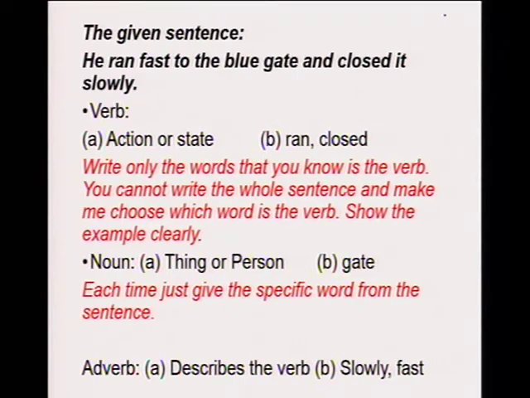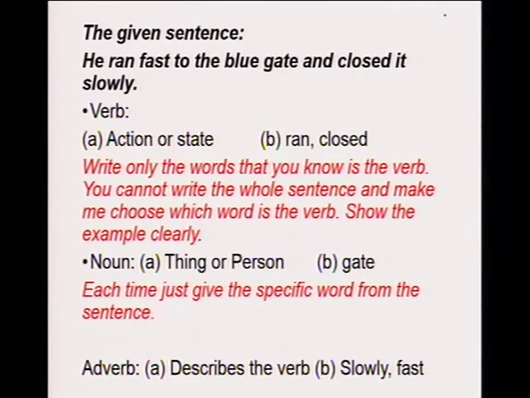The second one is a noun. Again, as asked previously, with number A, you must give me the function of a noun. A noun is a thing or a person. Now you go to the sentence. He ran fast to the blue gate and closed it slowly. So, gate is the noun there. Each time just give the specific word. Do not write down the whole sentence.